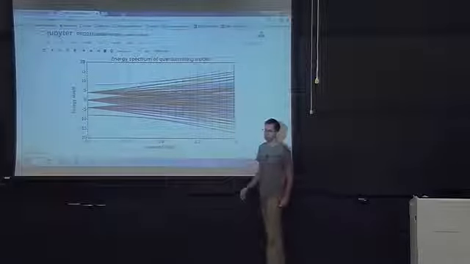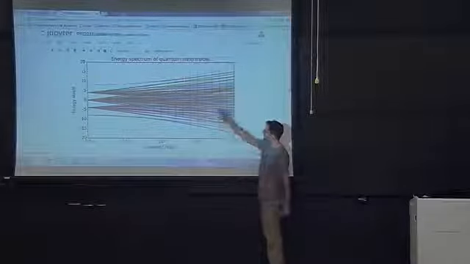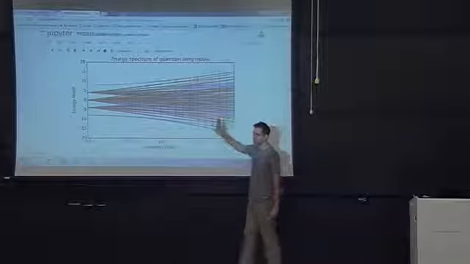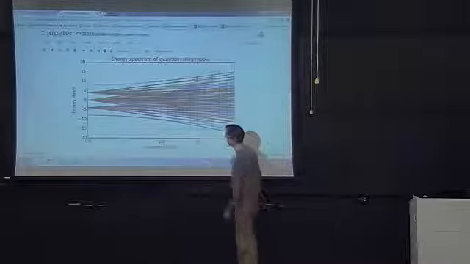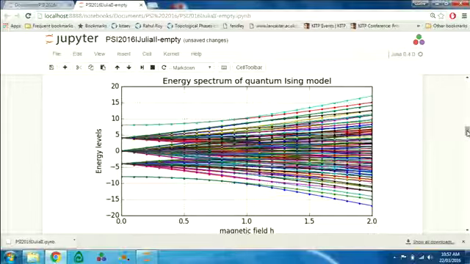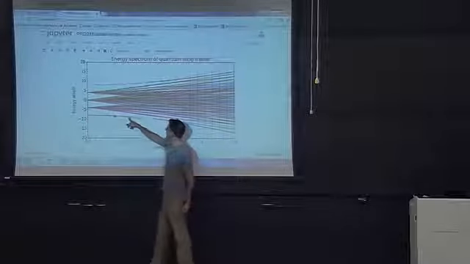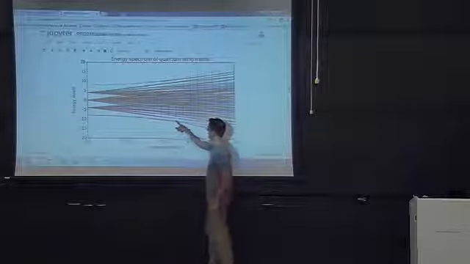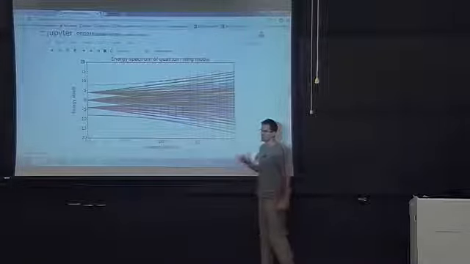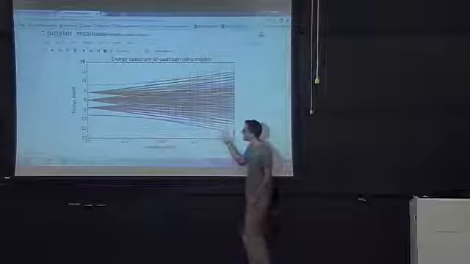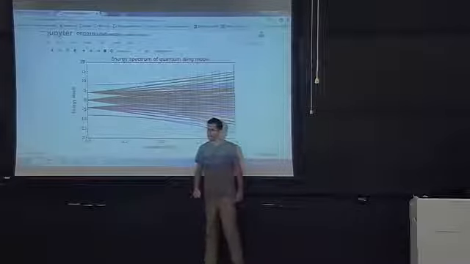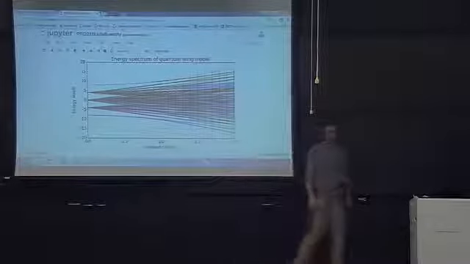And the point of showing this plot is first you get some sample code, how to produce a plot. But also, if you look roughly at around magnetic field equal to 1, you see that something interesting happens. Here we actually have 2 energy levels which are essentially the same. And roughly at h equal to 1, they split into 2. And this is an indication that something is happening at h equal to 1. That's precisely the critical point.